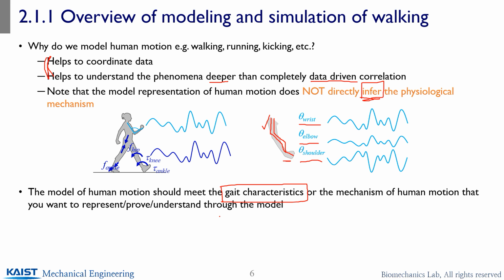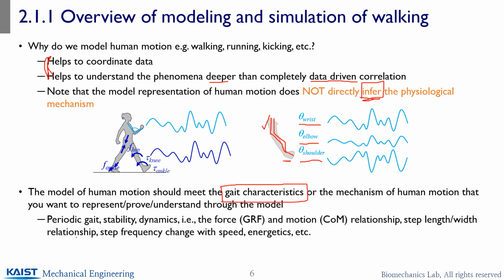Someone might just want to show the proportional relationship between the torque and the angle, or some might want to explain the complicated mechanical energy involved in faster walking. Depending on what you want to examine, that's where the decision criteria should lie, how complicated or how simple your model can be. So for example, if you want to show gait periodicity, like the existence of a periodic gait, or a dynamic relationship between the force and motion, GRF and the center of mass, or how your step length gets larger and larger as you walk faster.